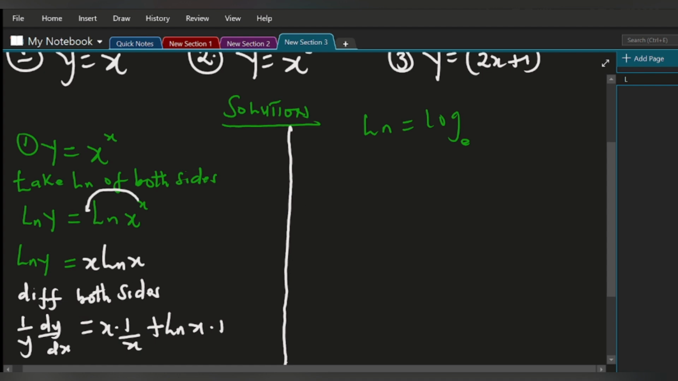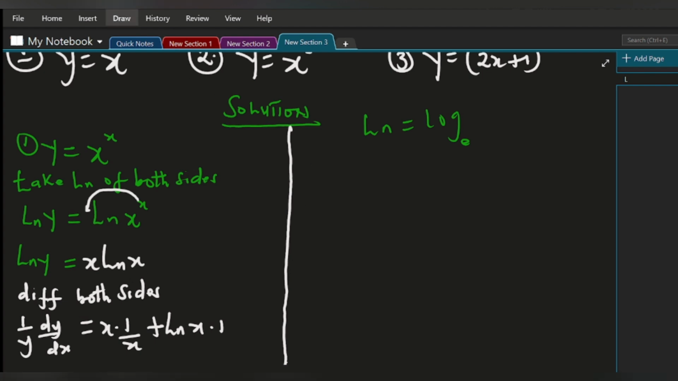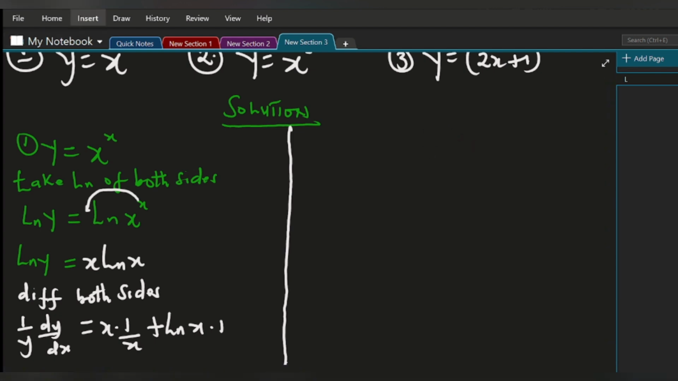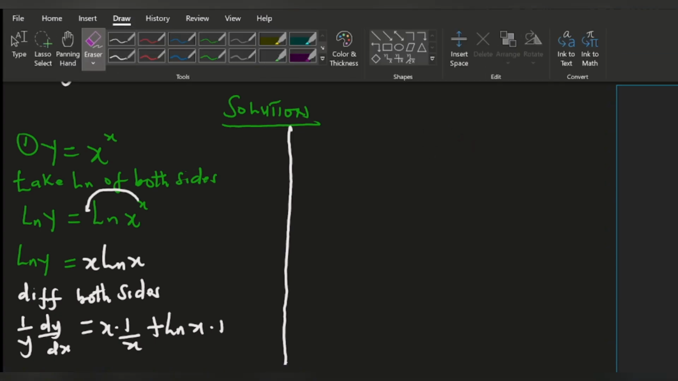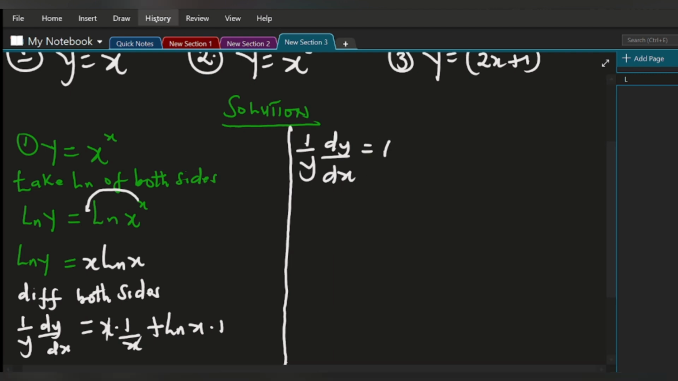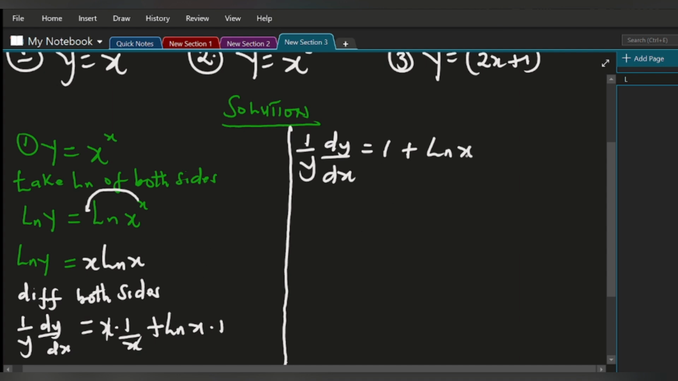So this becomes, the left hand side, 1 over y dy dx, equal to x cancels x. We're left with 1 here, plus ln x times 1, we have ln x.